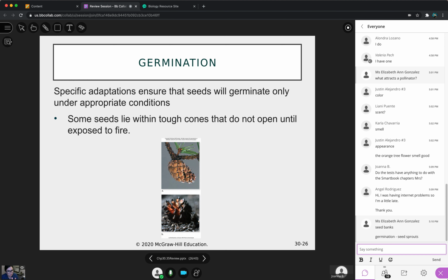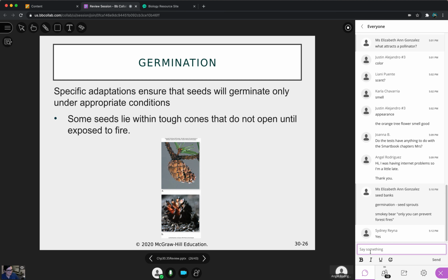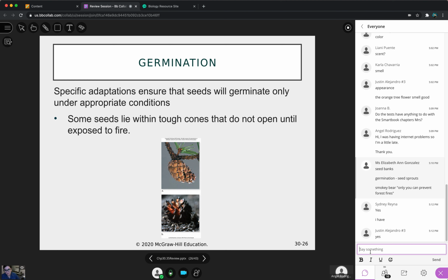You all might be a little bit too young, but they used to run commercials on Smokey Bear. And he would say, what is it? Only you can prevent forest fires. Have y'all seen that before? He has a shovel and a hat. Has anybody seen them? Maybe not the commercial, but I've seen some people with shirts on it. That was a campaign because he was a real bear.